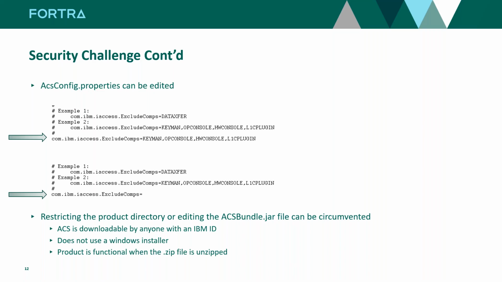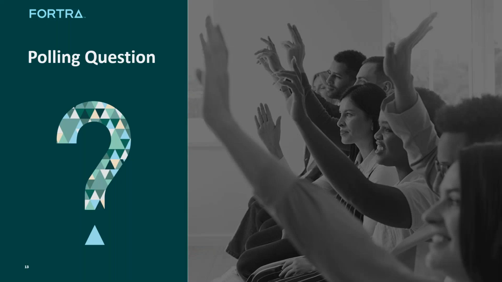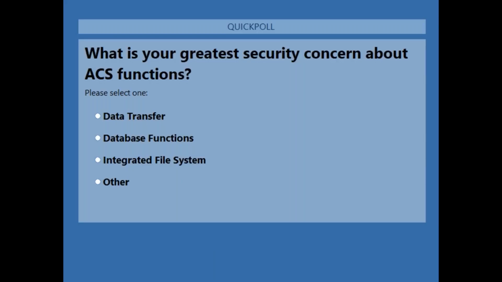Right. So let's see from here what some of your concerns might be when you're making these considerations for deploying ACS or your other software that you might be using for your users to access your IBM i.